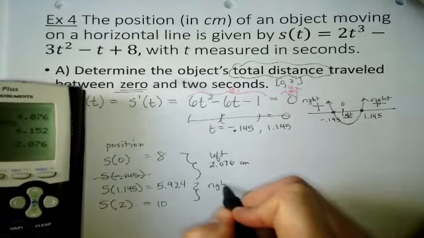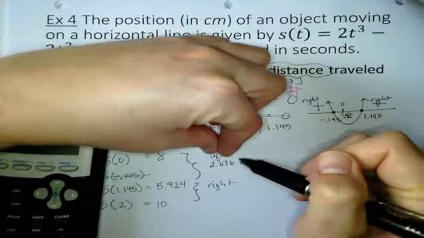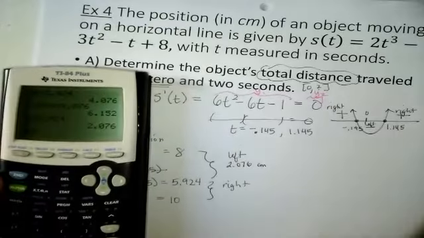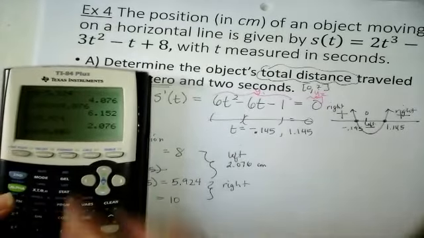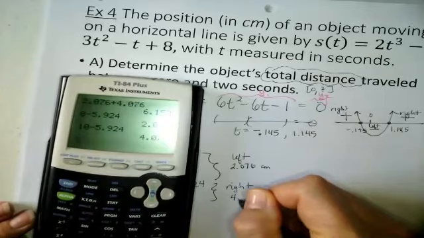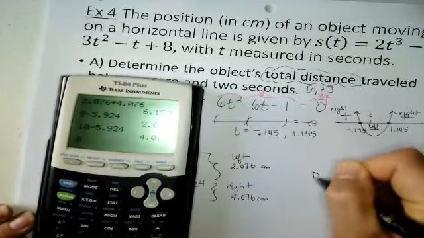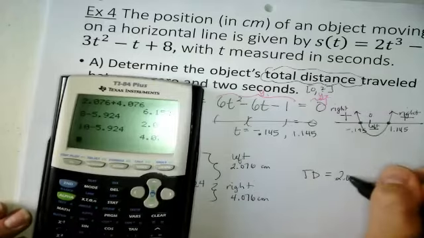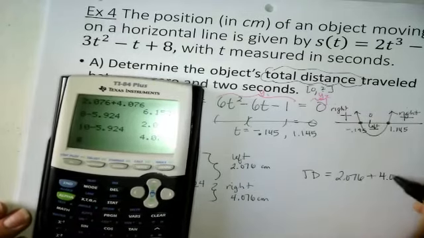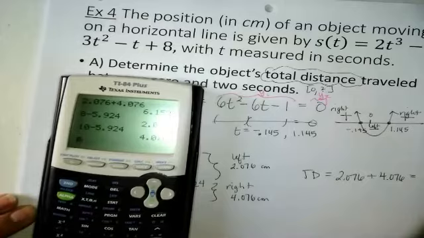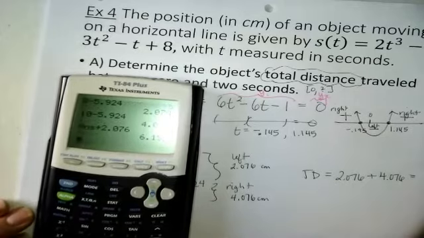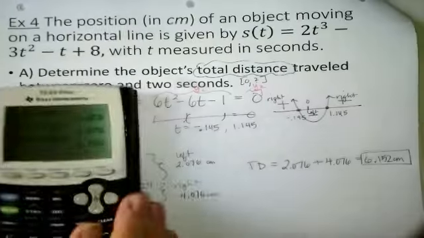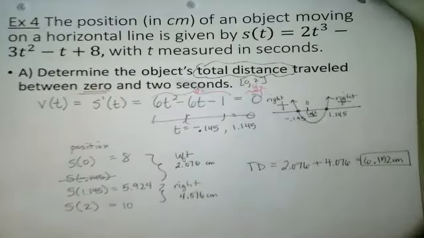So here he's going to the right, and you can see he started at a position of 5.9, and he's moving right to this position at 10 centimeters. So again, we want to know that distance, 10 minus 5.924, and we get 4.076 centimeters. So his total distance is 2.076 centimeters plus 4.076 centimeters, which is 6.152 centimeters traveled between 0 and 2 seconds. Kind of interesting to think about.